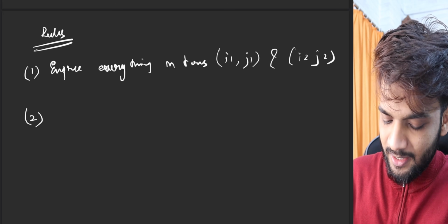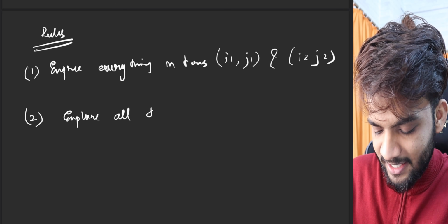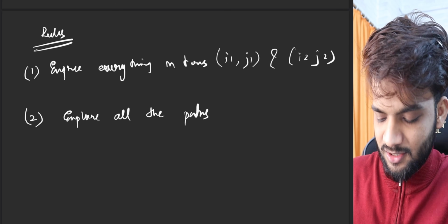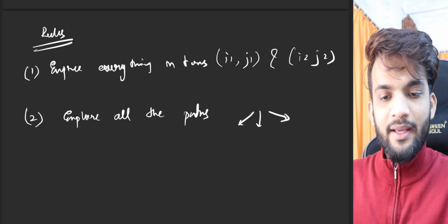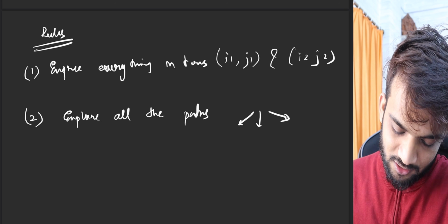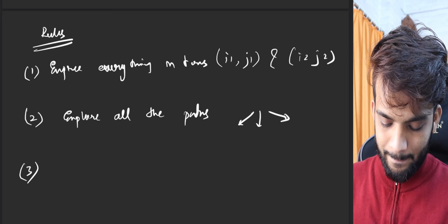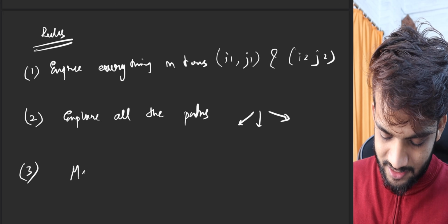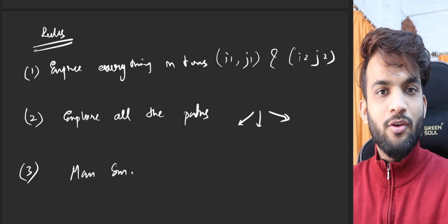Step two is explore all the paths. How many paths are there? One is this, the other one is this, and the other one is this. Let me just quickly check it. Yeah, these are the three ways. And they are saying, give me the maximum sum. So just give me the maximum sum possible. That's it. This is how you write the recurrence.